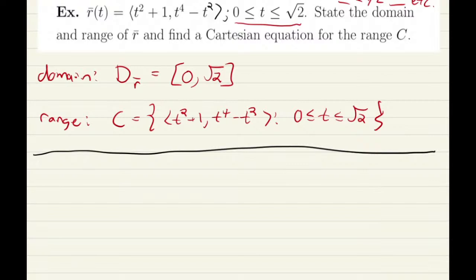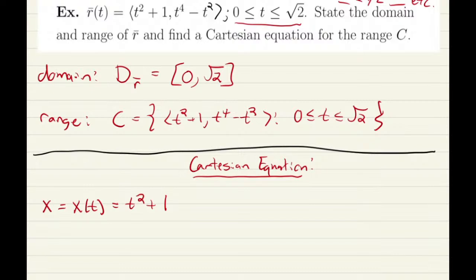Where the question gets interesting is where we look at the Cartesian equation. What is the Cartesian equation for this vector function? The trick, the tip, if you will, that I gave you was we need to eliminate t. How can we eliminate t? Well, here's how. x, because the Cartesian equation is in terms of x and y, but x is shorthand for the first component, x of t. x is short for x of t, which we know is t squared plus 1. Well, that would imply that t squared is equal to x minus 1. You see that?